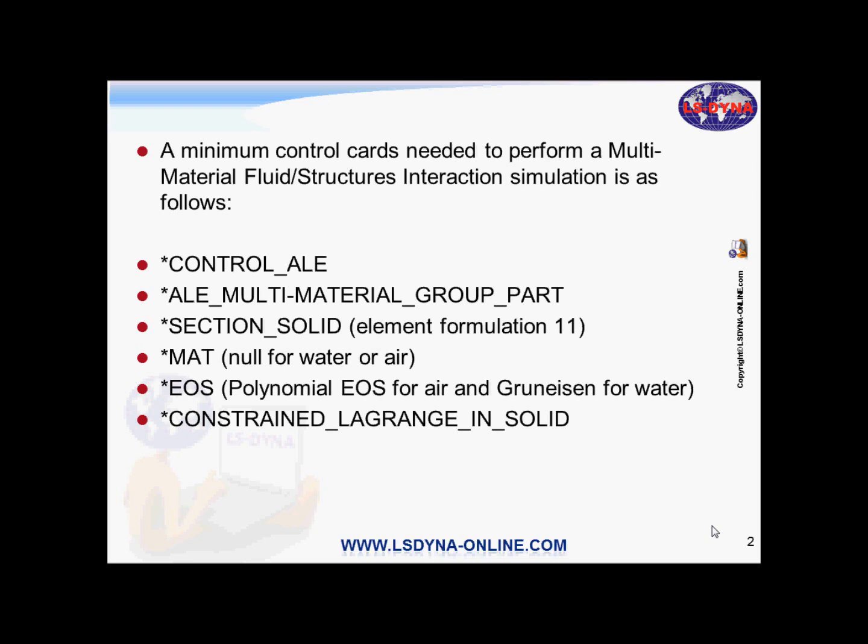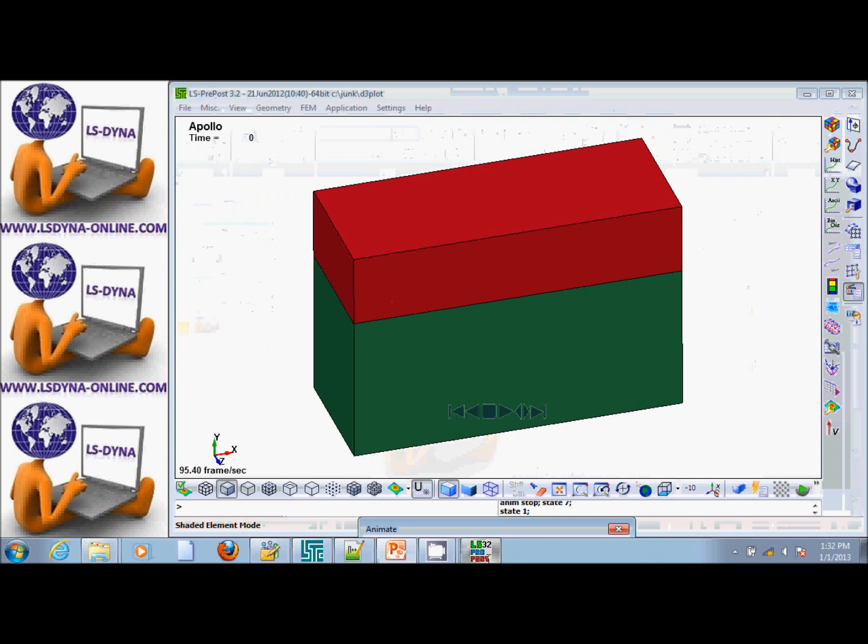*CONTROL_ALE, *ALE_MULTI-MATERIAL_GROUP, *PART, *SECTION_SOLID with element formulation 11, and *MAT. For water and air we can use *MAT_NULL. Also we need an equation of state for water and air. The equation of state used for water is Gruneisen, and the equation of state used for air normally is polynomial. The fluid structure interaction, that's the interaction between the Lagrangian and the Eulerian part, is done with *CONSTRAINED_LAGRANGE_IN_SOLID.